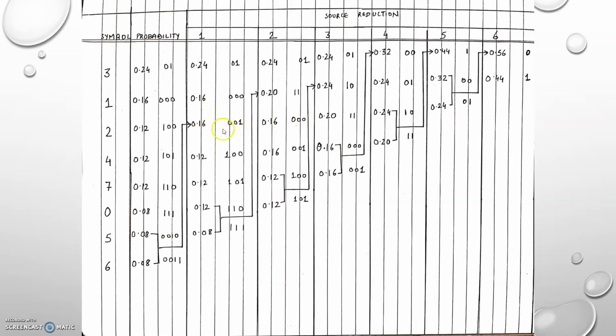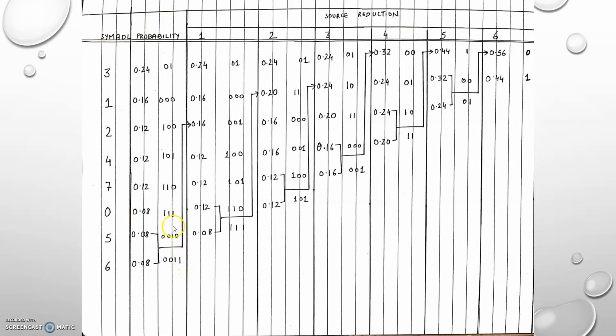Then we have again 0.16, which comes from here, so the code is 011. I copied it over here. Next is 0.12, the code is 100. This comes from here. And next is again 0.12, which comes from here, so the code is 101. I copied it over here. Now let's again do the back assignment. This is 001, 001, append 0 over here and append 1 over here.